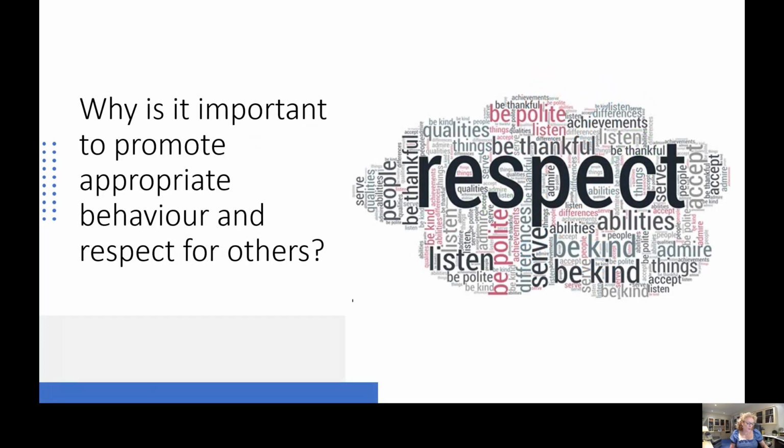Another question here on the assessment criteria is, why is it important to promote appropriate behaviour and respect for others? So here, it doesn't really matter what level of learners you have or how many you have in a session. Everyone should feel that they're being treated appropriately and with respect. So by that I mean having empathy for others, having regard for somebody's feelings, their rights, their beliefs, their wishes.